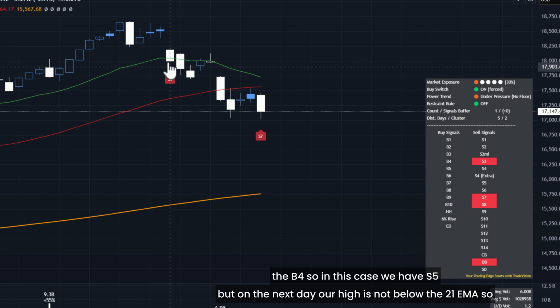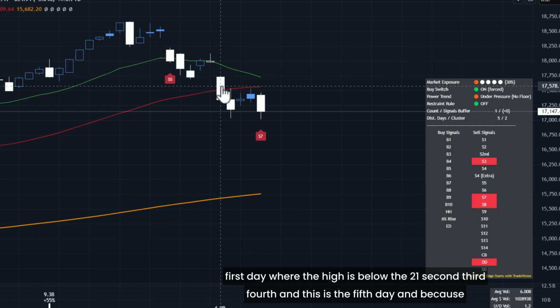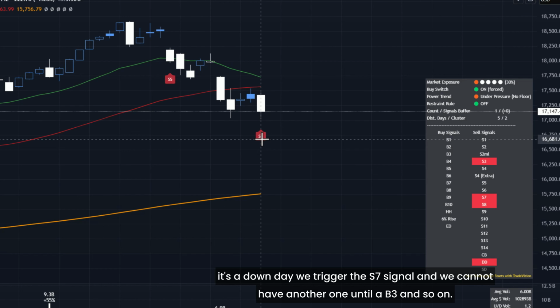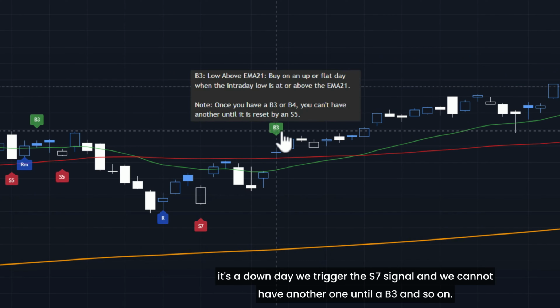So in this case, we have S5, but on the next day our high is not below the 21 EMA, so we move on to the next. Here's the first time, but we break above the 21 again, and then here is the first day where the high is below the 21, second, third, fourth, and this is the 5th day, and because it's a down day, we trigger the S7 signal. And we cannot have another one until a B3, and so on.